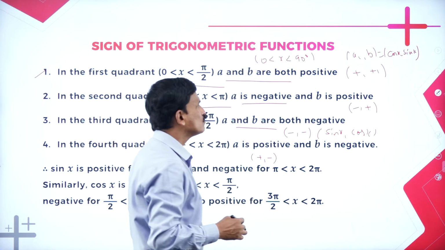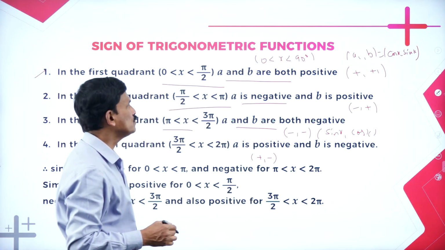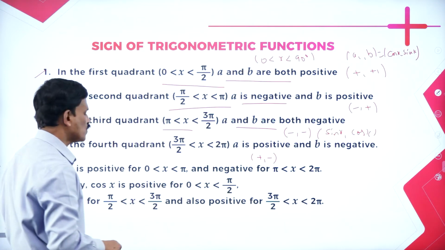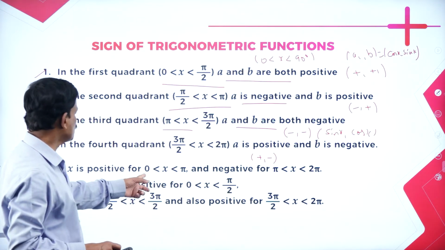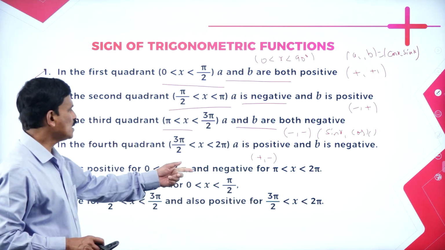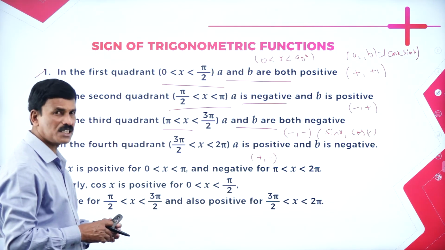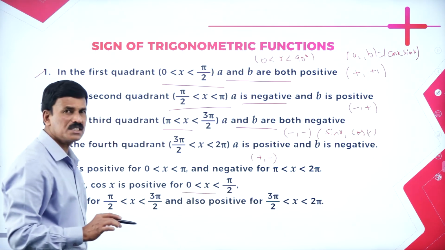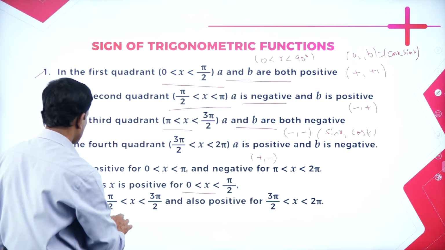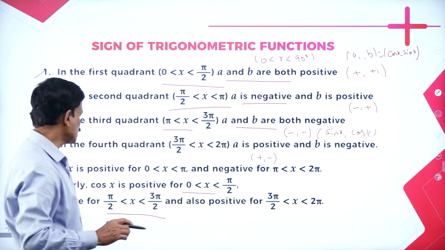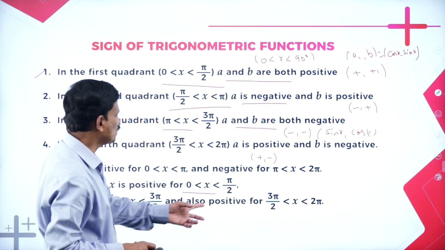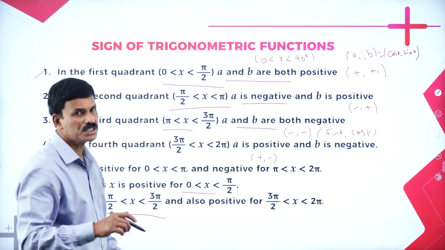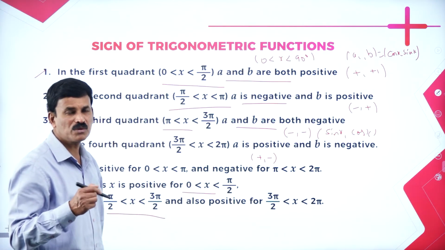So that means cos x is positive and sin x is negative. Therefore sin x is positive for 0 less than x less than pi and negative for pi less than x less than 2 pi. Similarly, cos x is positive for x between 0 and pi by 2, negative for pi by 2 less than x less than 3 pi by 2, and also positive for 3 pi by 2 less than x less than 2 pi.